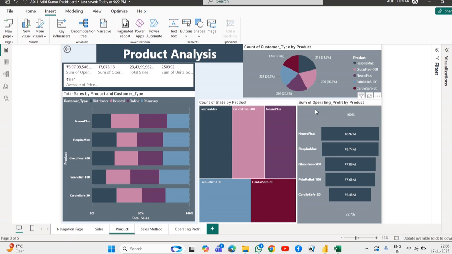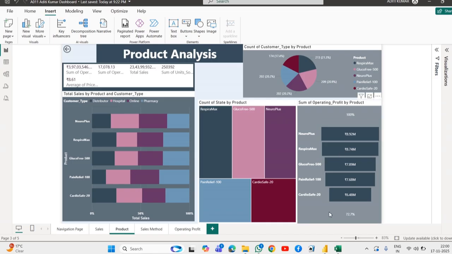In this particular case, my high profit item is NeuroPlus, and my low profit item is around CardioSafe 2020, which gives a total operating profit of around 6.48 million, and NeuroPlus gives a profit of around 8.92 million. So that is near 100%, and the last one, CardioSafe, gives around 72.7% of the profit.